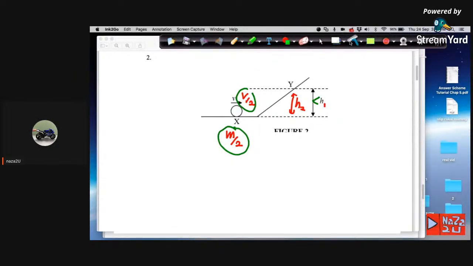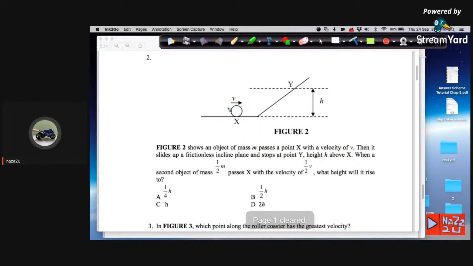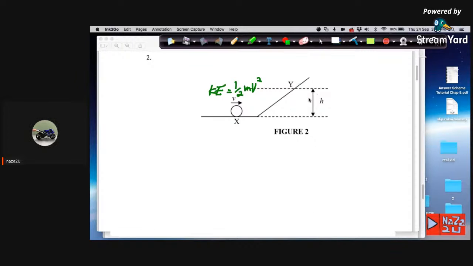So now, back to the earlier case. The first object is moving, so it must have kinetic energy. The moving object at the point x has kinetic energy of half mv squared. When it starts to go up, at this point it stops, according to the question. When it stops, kinetic energy is equal to 0. So it only has potential energy, which is mgh. This is gravitational potential energy.